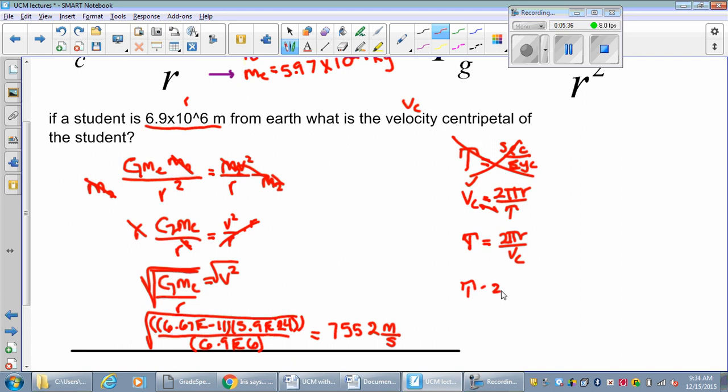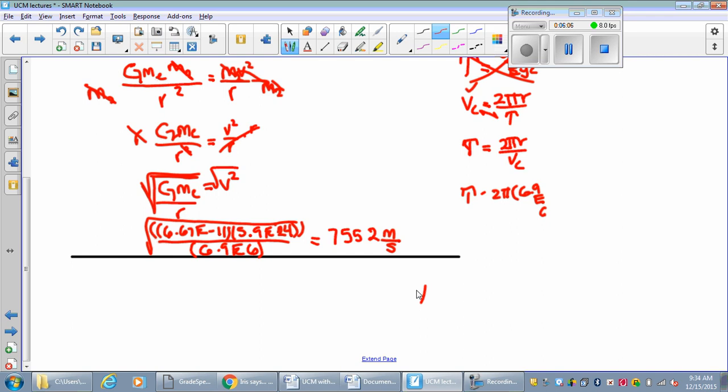So period is equal to 2 pi, the radius of the Earth, which was 6.9 E6. Come on now. I can't get this to work. Let me rewrite this over here. T equals 2 pi 6.9 E6 over my velocity, which is about 7,500 meters per second.